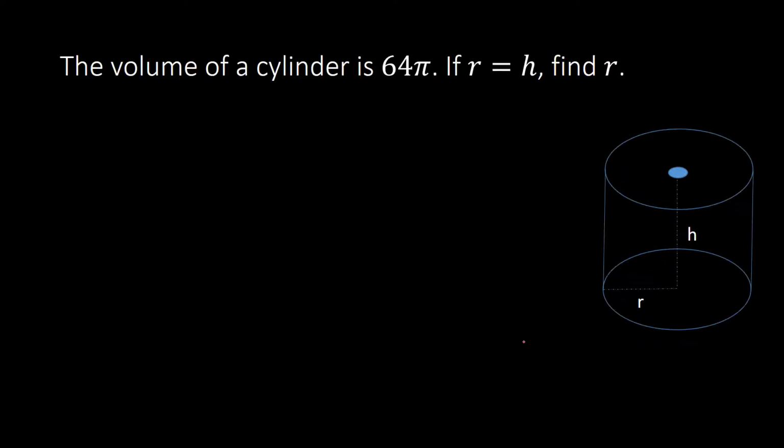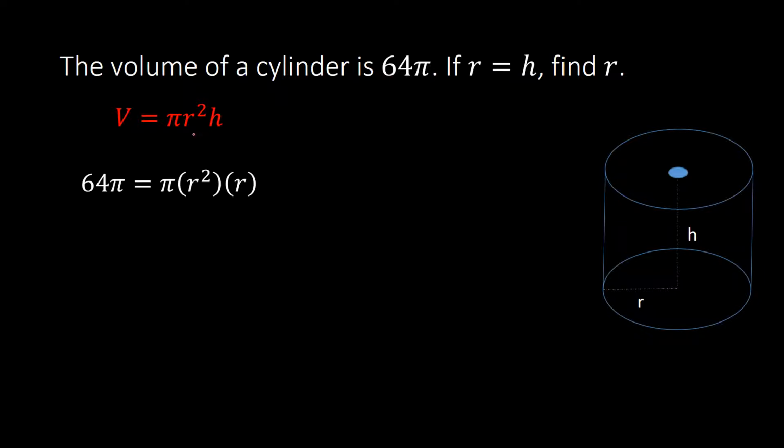Okay, and then moving on, if you were given the volume and you're trying to find a missing value. So here we're told that r is equal to h. So the radius and the height are the same. And the question is find r. Well, if the volume is 64 pi, I can use my volume formula of pi r squared h. And because r is equal to h, I can replace h with an r.